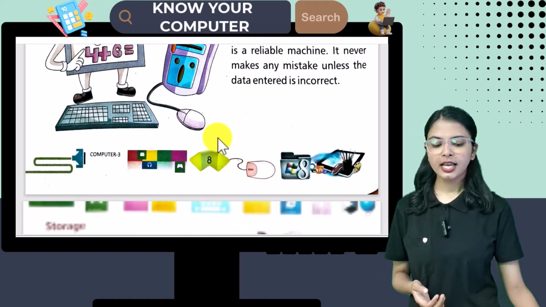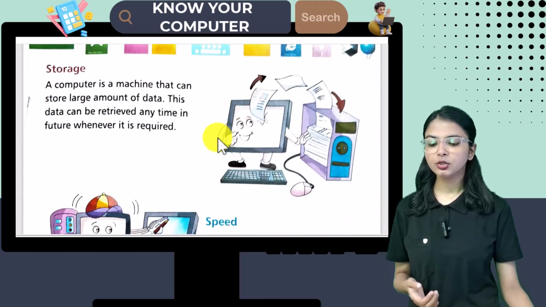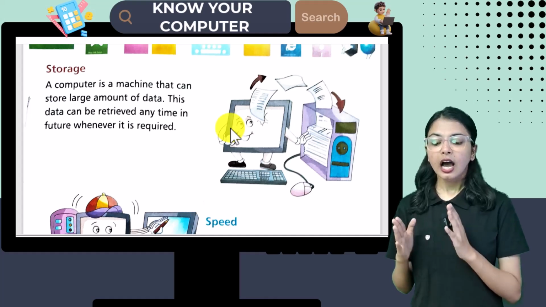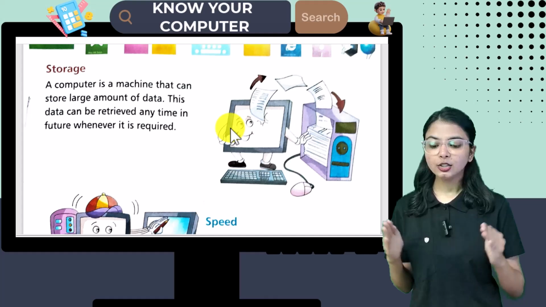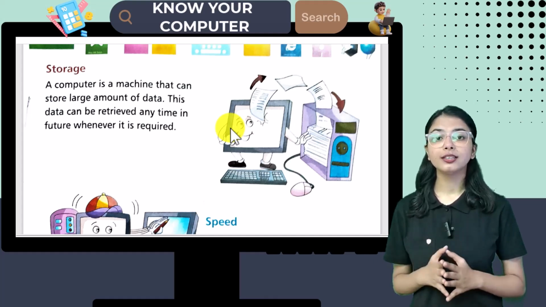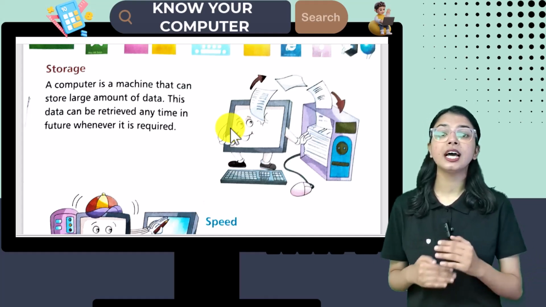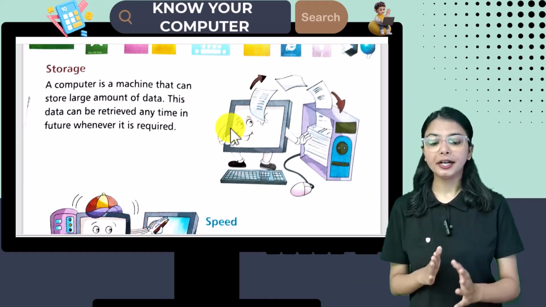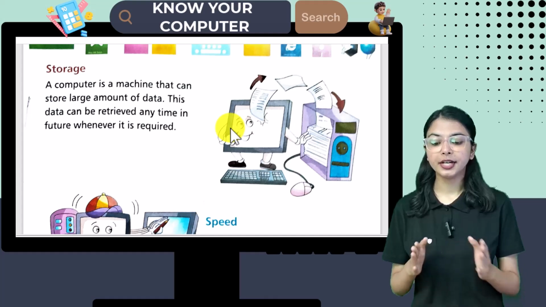Okay students, next is computer storage. So storage is the next characteristic. Okay students, a computer is a machine that can store large amount of data. So what is a computer? A computer is a machine that can store large amount of data. And this data can be retrieved anytime in future whenever it is required.